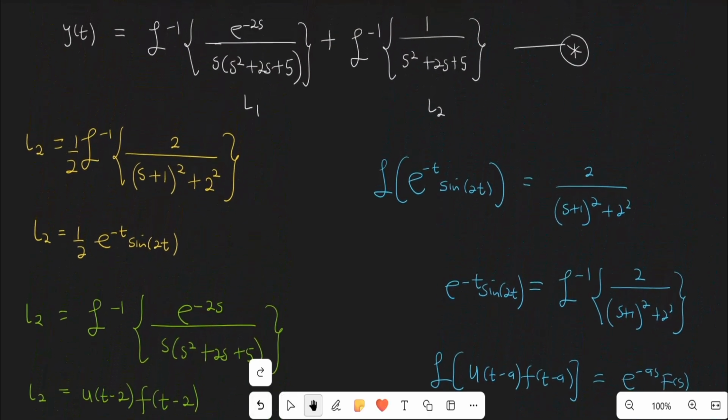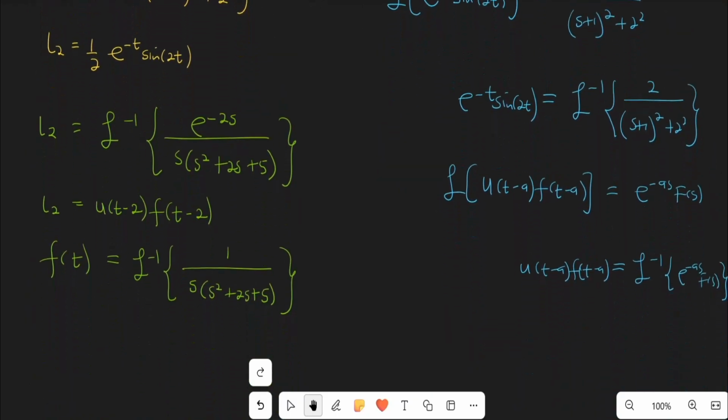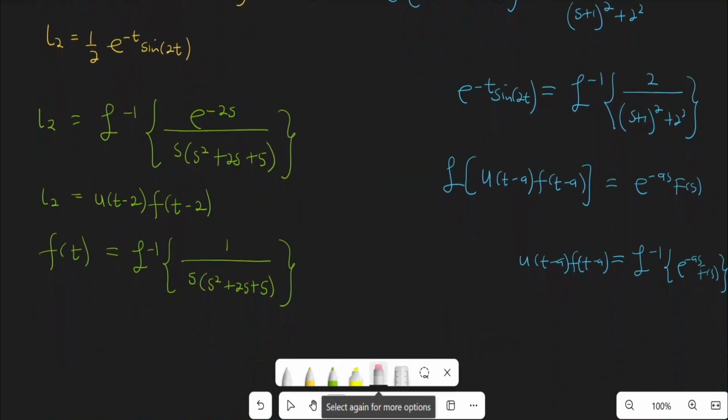I think that is L1. I'm sorry about that. That one is L1. That was the first one. I'm sorry about this. So this one is L1.